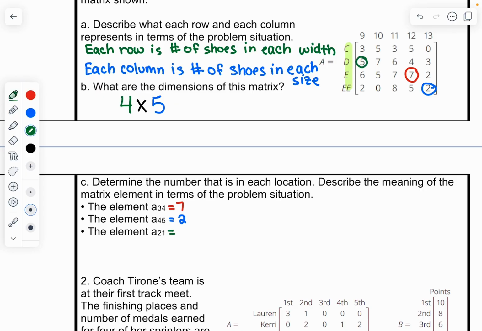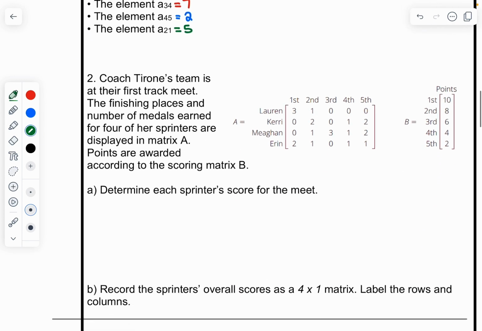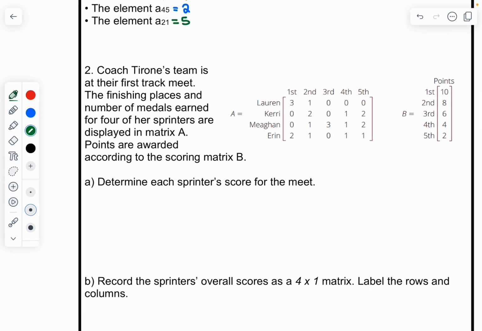That is telling us that we have 5 shoes in a size 9D. Okay? So now we're moving on. How can we use this in a different situation?